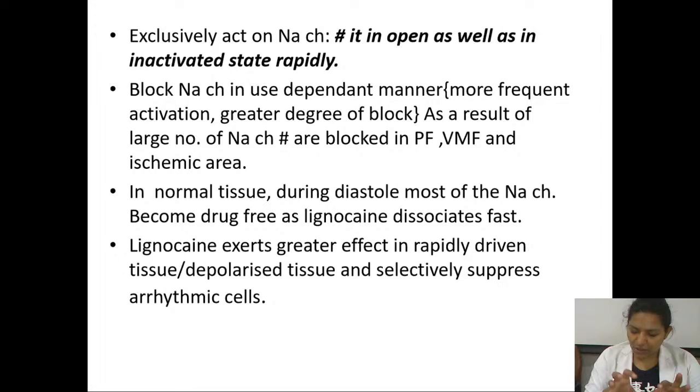So if we give lignocaine to a normal patient, nothing will happen. But if we give lignocaine to a patient who has arrhythmias, it will exert much greater effect, right?